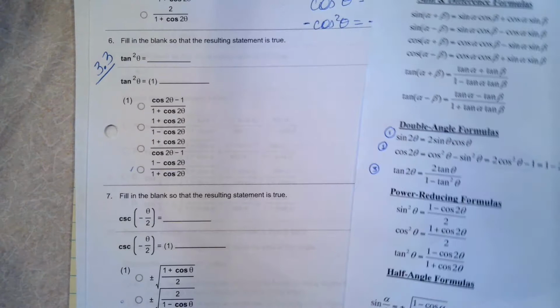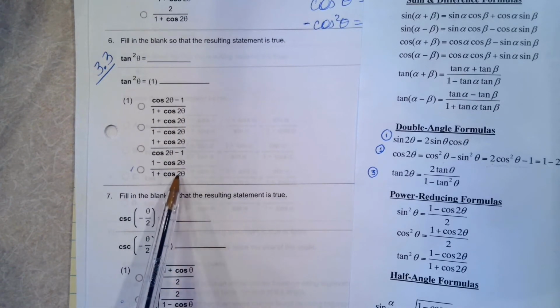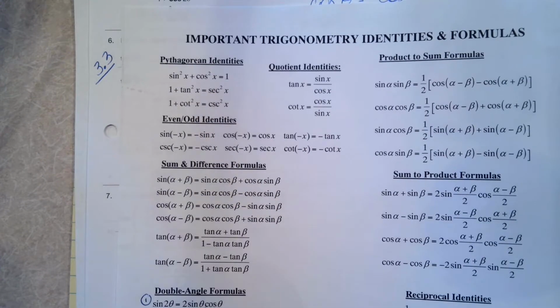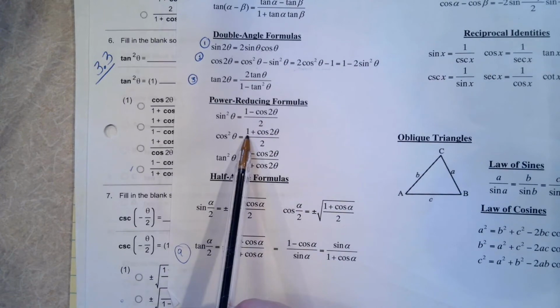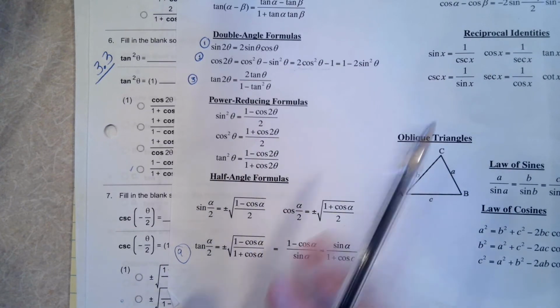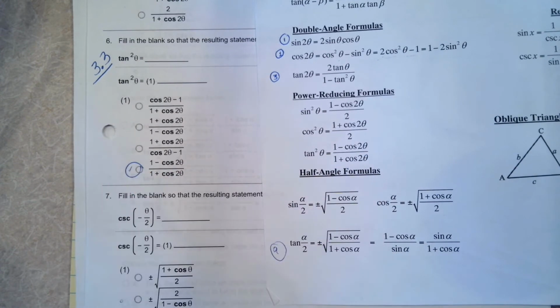Tan squared theta. Well, I'm going to go right here. You see that we have cosine 2 theta listed in there, because tan squared theta shows up several places on this list. It shows up here in the Pythagorean identities, but that's not where we need to go here. It goes with these power reducing formulas, and tan squared theta is equal to 1 minus cosine of 2 theta over 1 plus cosine of 2 theta. So that answer choice is there. So all they're doing in that question is asking you to pick the right formula.